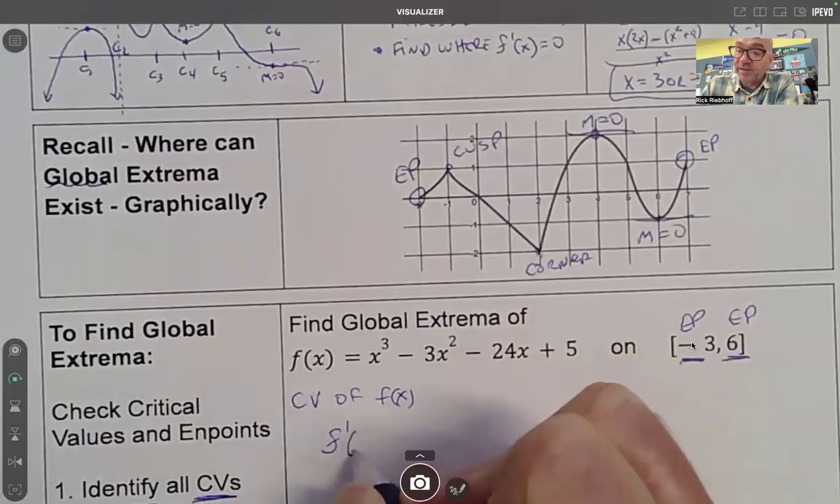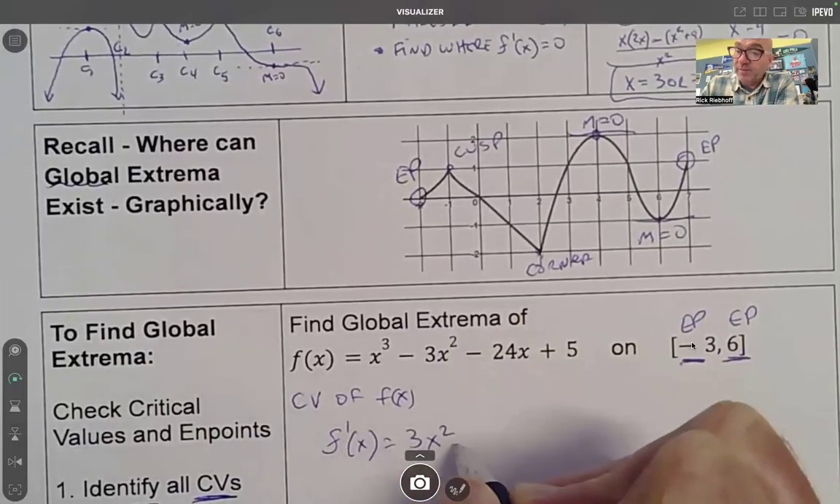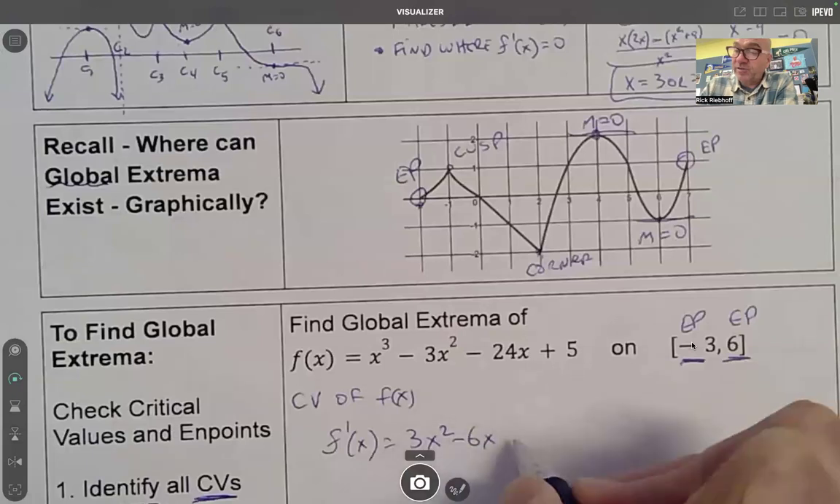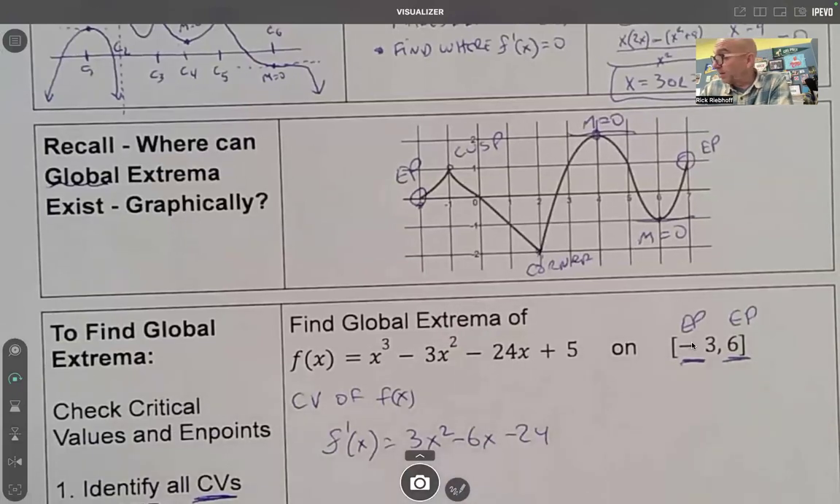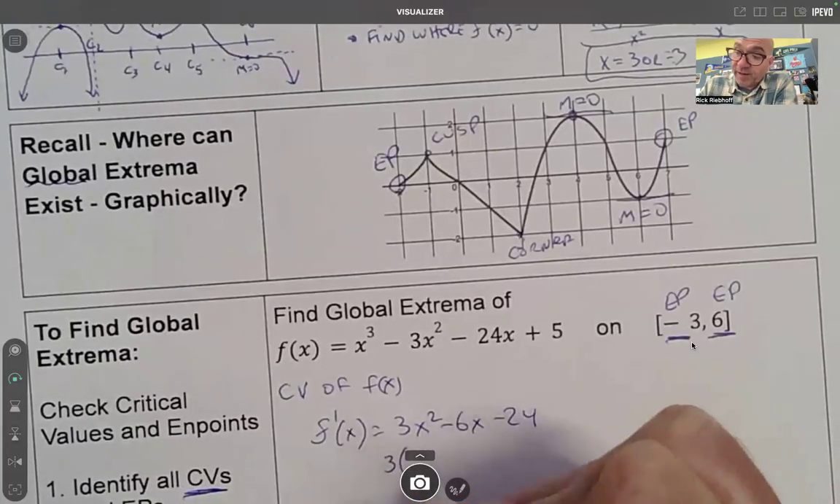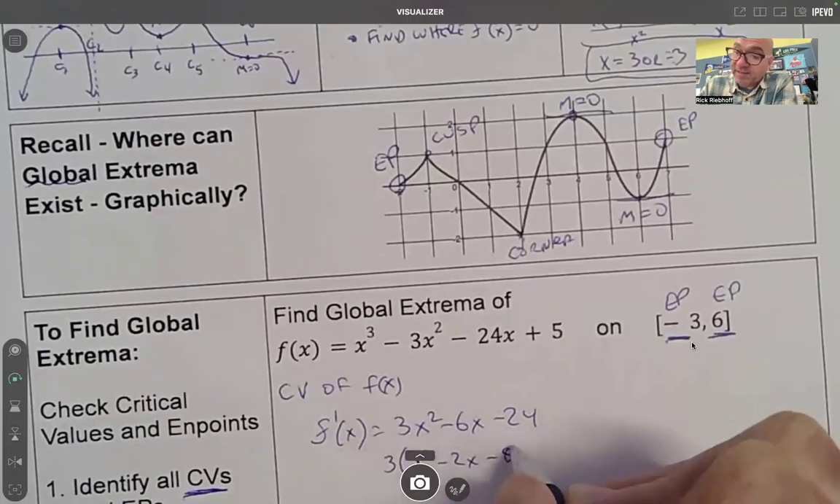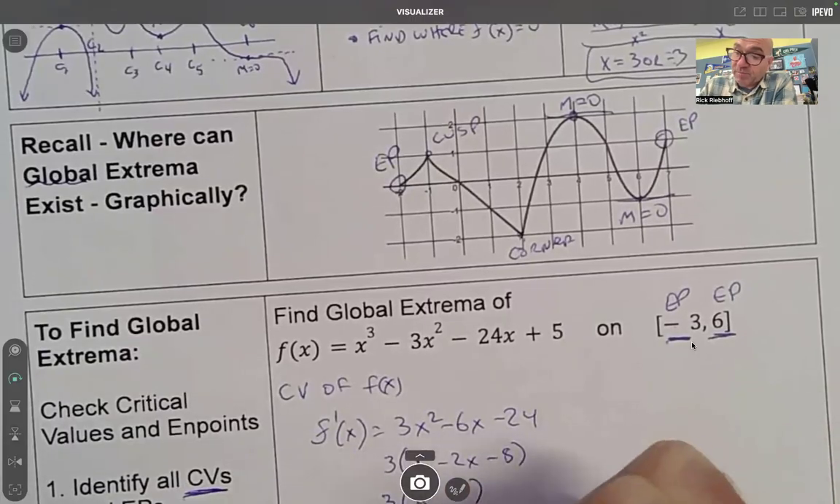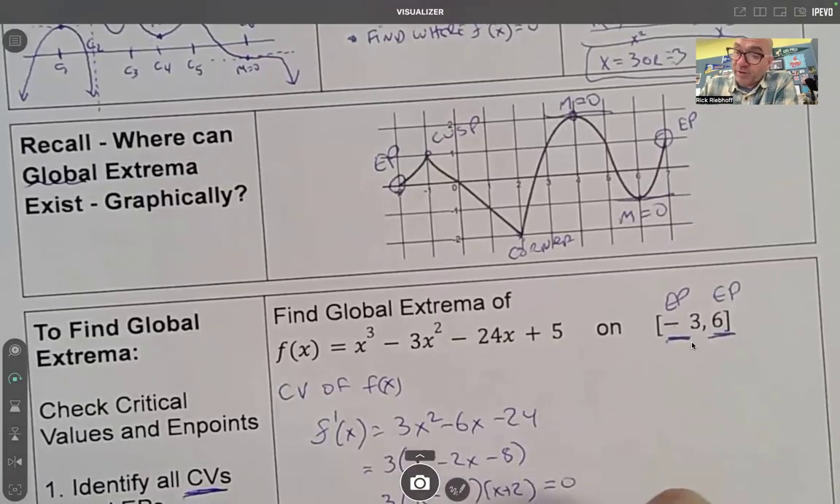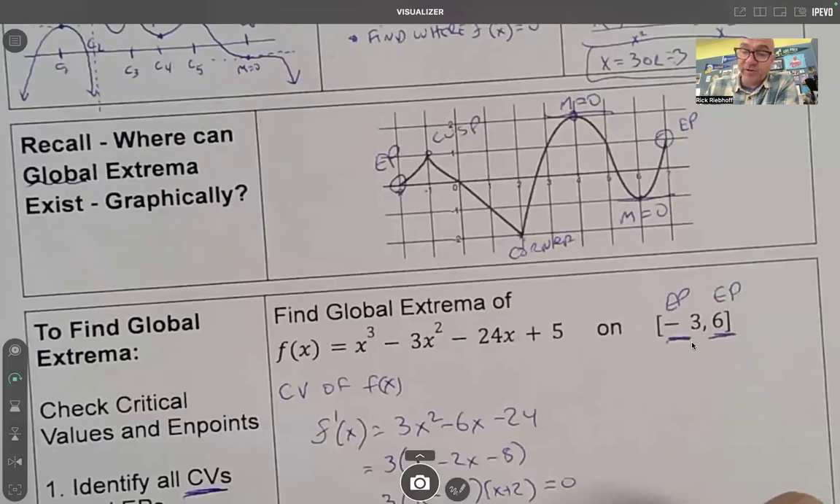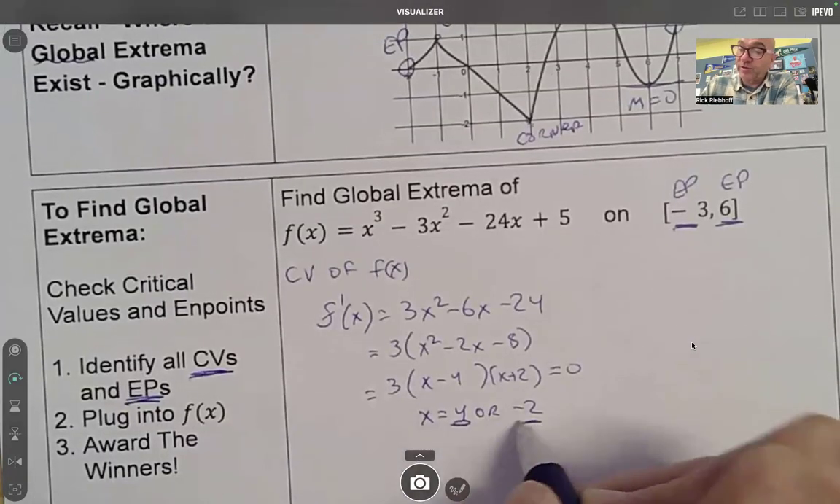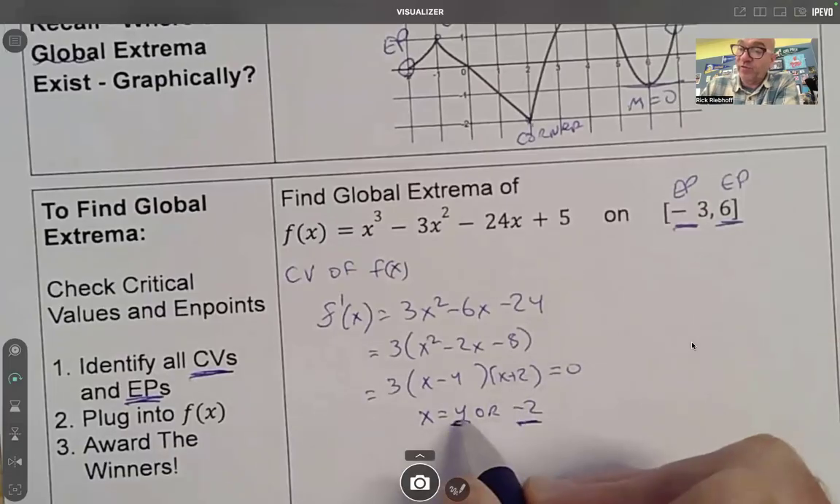So f prime of x equals 3x squared minus 6x minus 24. Is that right? Oh, that's pretty ugly. I'm going to need to factor that, I think. Let's factor out a 3: x squared minus 2x minus 8. I believe that's x minus 4, x plus 2. To make this equal to 0, set it equal to 0. x is equal to 4 or negative 2. So those are my critical values: negative 2 and 4.